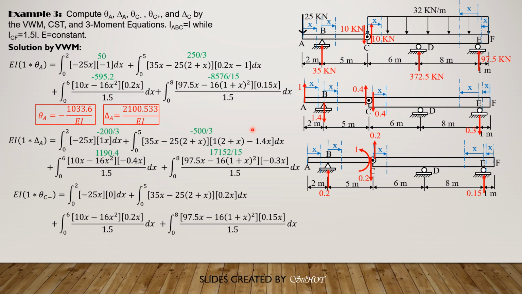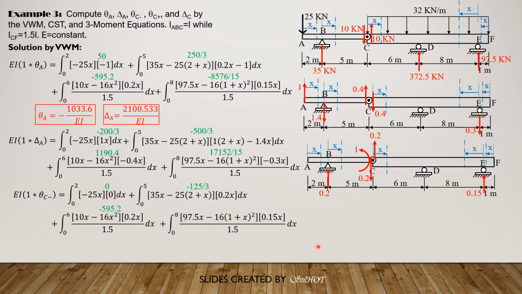So the integral for those same terms would be the same. So here, this is 0. Then next, this is negative 125 over 3. This should be equal to negative 595.2, and this should be equal to negative 8576 over 15. So combining, theta C just to the left is negative 1208.6 over EI, just like before.